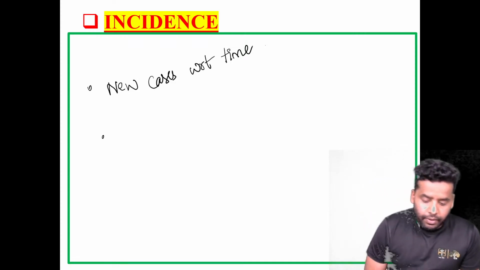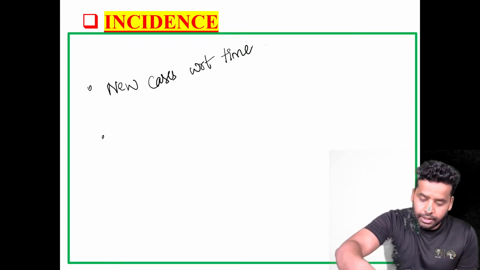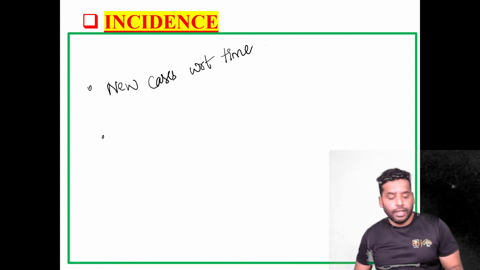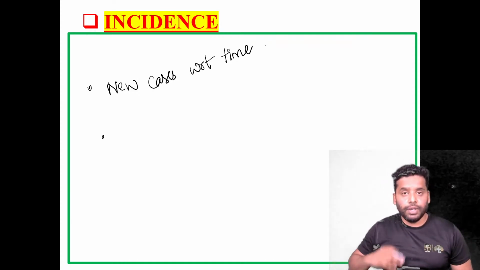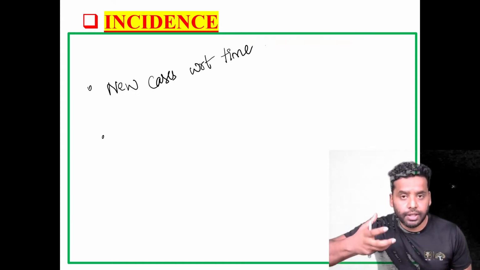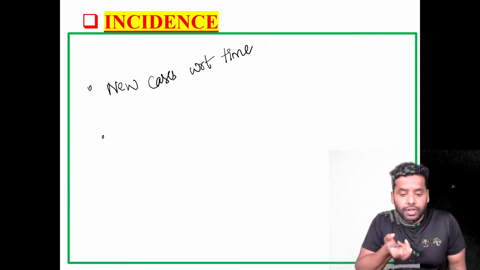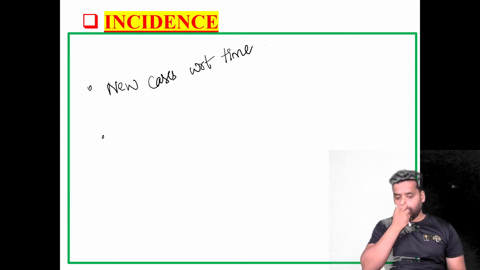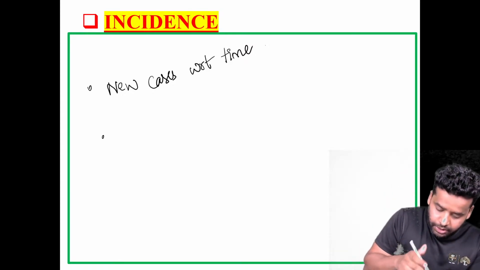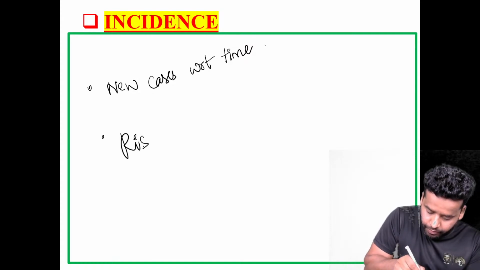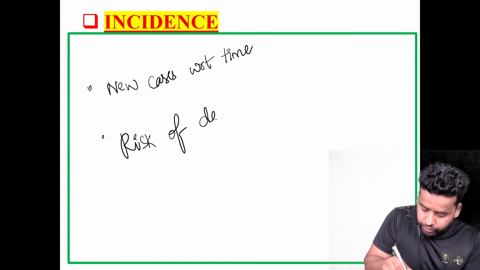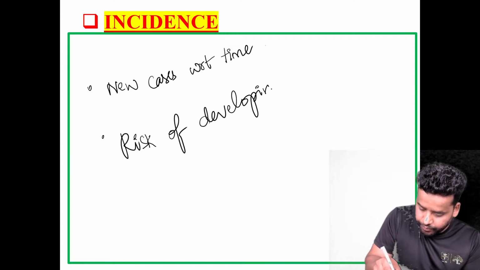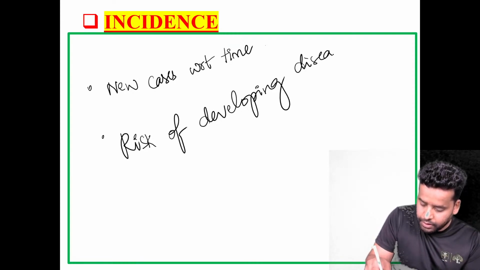So that means, very good. That means what I'm telling is incidence will tell the risk of developing disease in the community. True or false? Incidence will indicate the risk of developing disease in the community. Any new disease, any new outbreak happens. Incidence will tell what is the risk of developing disease in the community. True or false? Yes, true statement. See the words what I'm using. Risk of developing disease.